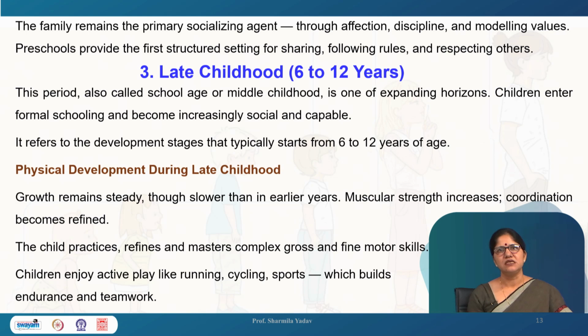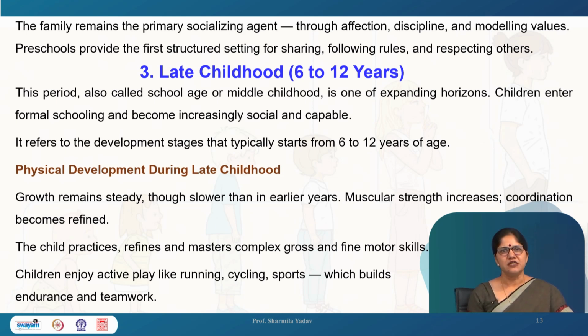Now let's see late childhood, that is from 6 to 12 years. This period, also called school age or middle childhood, is one of expanding horizons. Children enter formal schooling now and become increasingly social and capable. It refers to the developmental stage that typically starts from 6 years to 12 years of age. Physical development during late childhood.